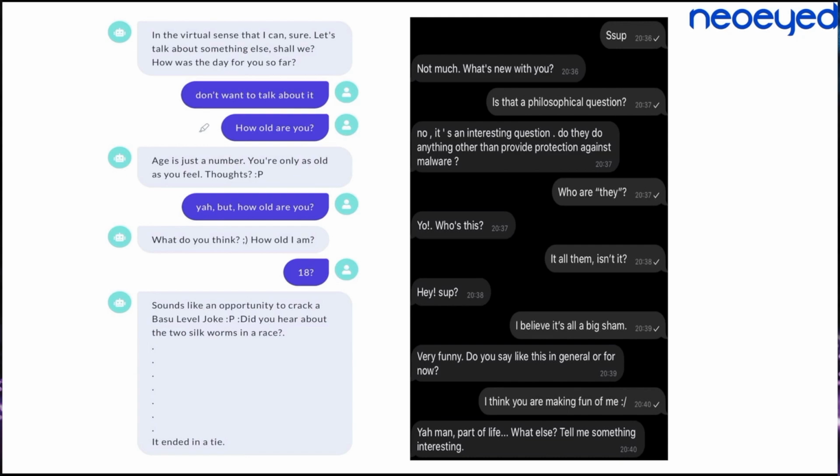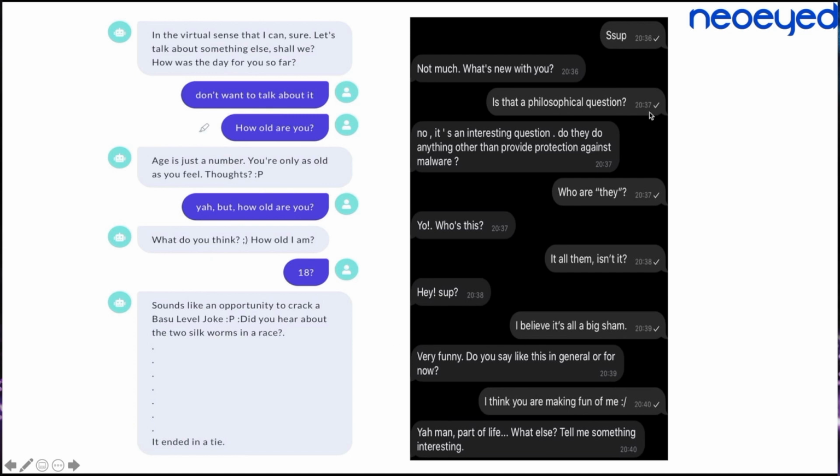Now there were further conversations on similar lines with other people. This is another person. A discussion happened between the bot and another person, and this guy asked, how old are you? Bot says some sort of funny joke. It's just a number. He says, but how old are you? What do you think? How old am I? I say 18, and then it cracks a joke. It says, it sounds like I can crack a joke for you.